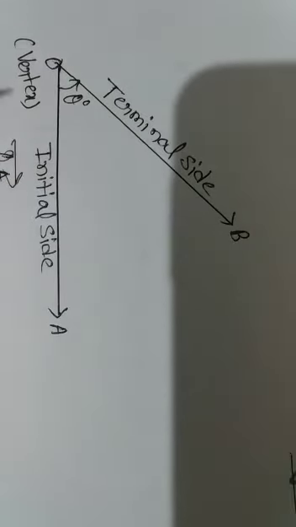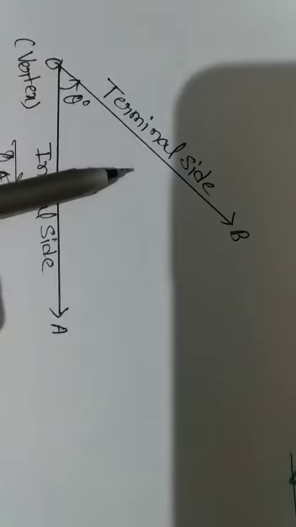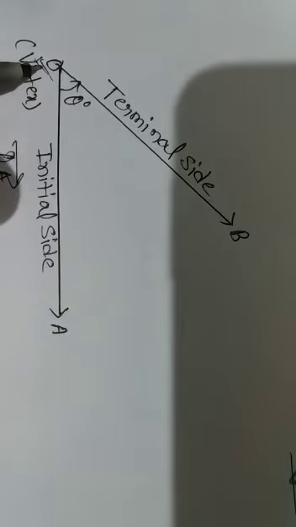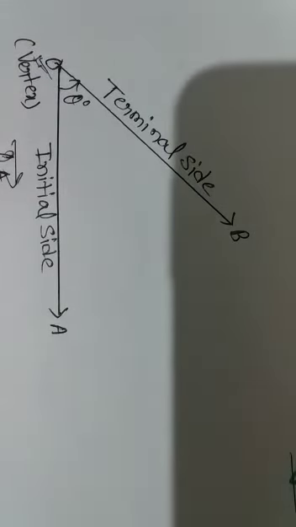So from this figure we can say that OA and OB are respectively known as the initial side and the terminal side of angle AOB, and the point O is called its vertex. So the thing we should understand is initial side and terminal side. We know that the point O is called its vertex. The amount of rotation from the initial side to the terminal side is called the measure of the angle.